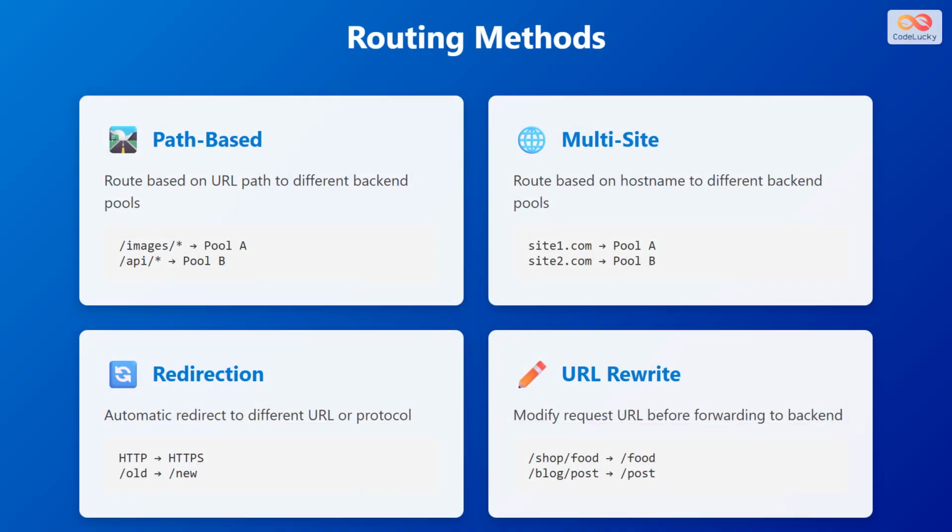Application Gateway supports 4 powerful routing methods. Path-based routing directs traffic to different backend pools based on URL paths. For example, sending /images requests to one pool and /API requests to another. Multi-site routing uses hostnames to route traffic, allowing site1.com and site2.com to use different backend pools. Redirection automatically redirects clients, commonly used to redirect HTTP to HTTPS for security. URL rewrite modifies the request URL before forwarding it to the backend, useful for simplifying URLs or maintaining compatibility with legacy applications.